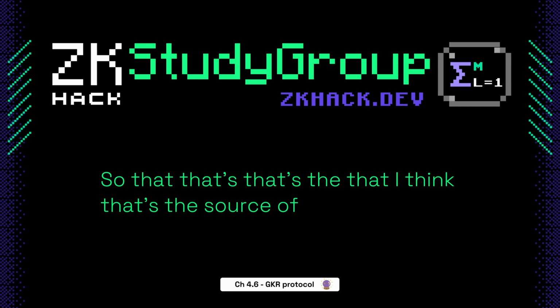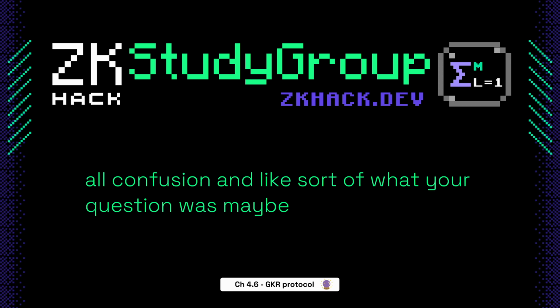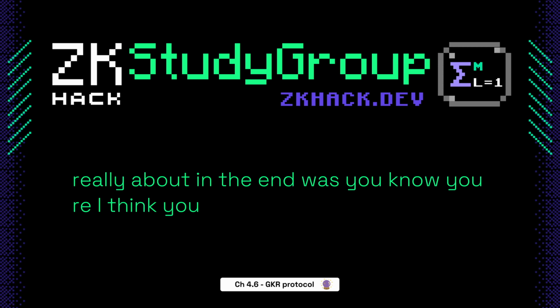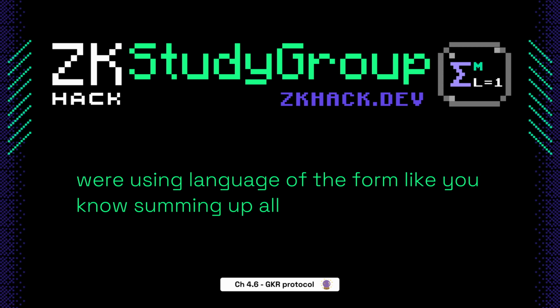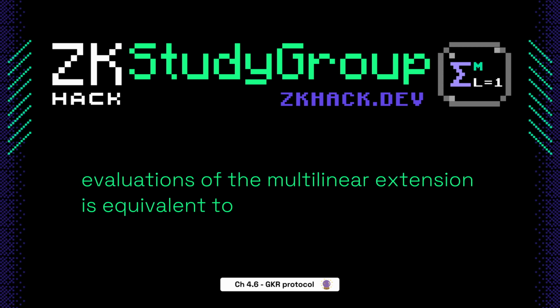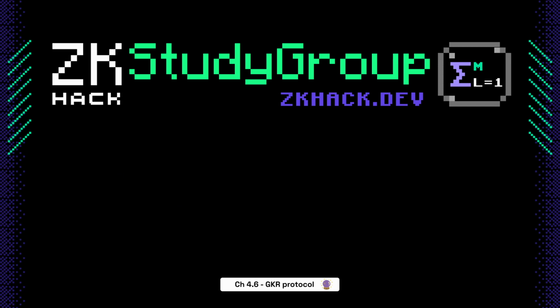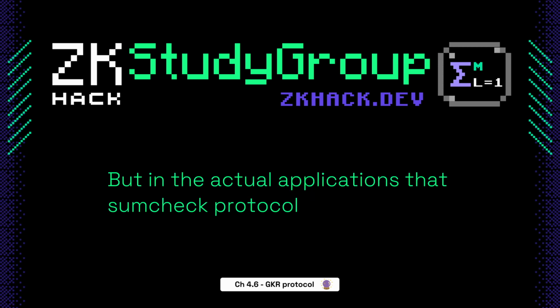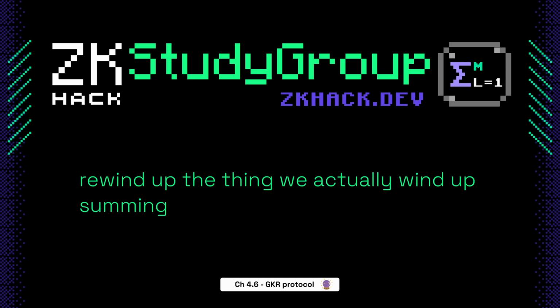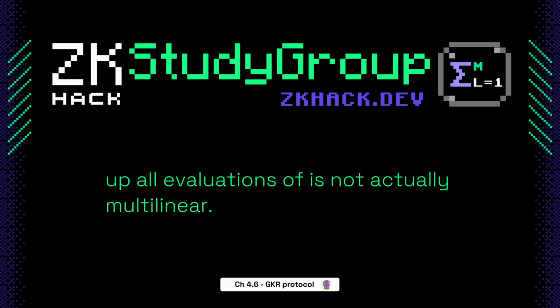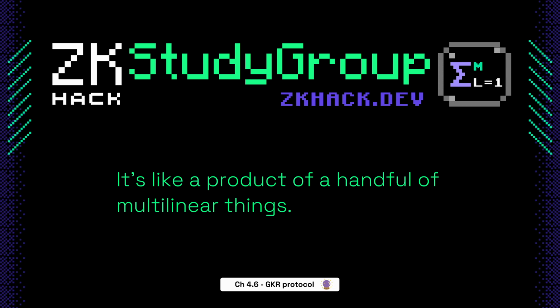So I think that's the source of all confusion, and what your question was maybe really about in the end. I think you were using language of the form: summing up all evaluations of the multilinear extension is equivalent to just computing the sum of all entries of the vector. That is true, but in the actual application of the sum check protocol, the thing we actually wind up summing up all evaluations of is not actually multilinear. It's a product of a handful of multilinear things.